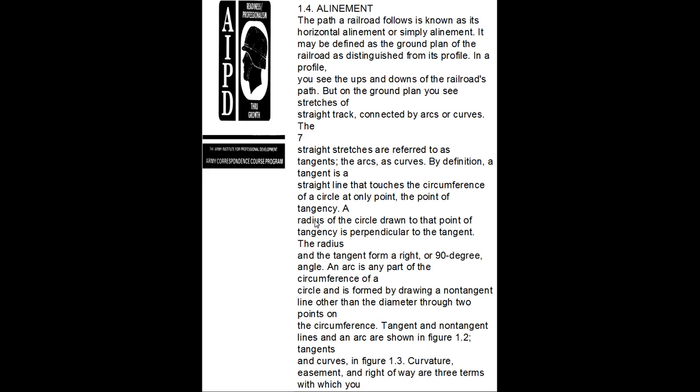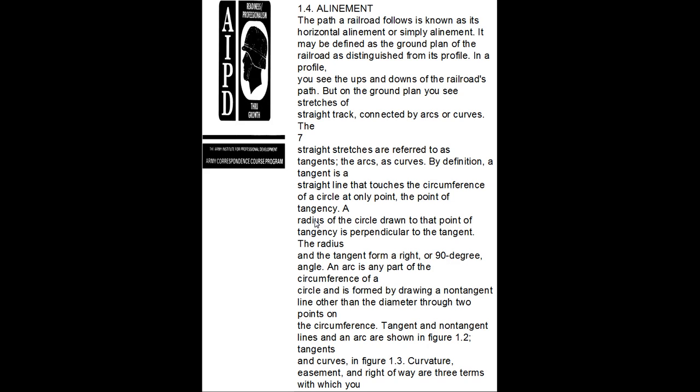1.4. Alignment. The path the railway follows is known as horizontal alignment, or simply alignment, and it may be defined as a ground plan. Alignment is distinguished from profile, in which you see the ups and downs of the railroad path. On the ground, you see stretches of straight track connected by arc curves. The straight stretches are referred to as tangents.